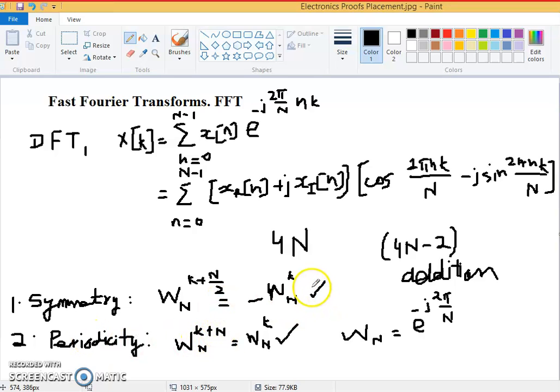So using these two properties we can simplify the calculation of DFT, and this mechanism of simplifying DFT calculation by using these two properties is called the fast Fourier transform. Fast Fourier transform is the method of calculating the DFT itself, but using a faster method, that is by using symmetry and periodicity properties.